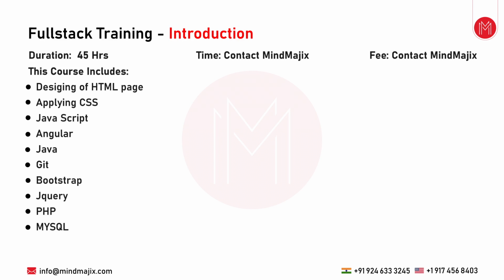Again, this is completely backend. We'll go through Java, then Git. Git is a repository. We'll see how to save our code in a Git repository, how to push, how to commit, how to check out. Git is also completely free and open source. And Bootstrap is a library for CSS, or a framework you can call it. By using Bootstrap classes, we can style the HTML pages.